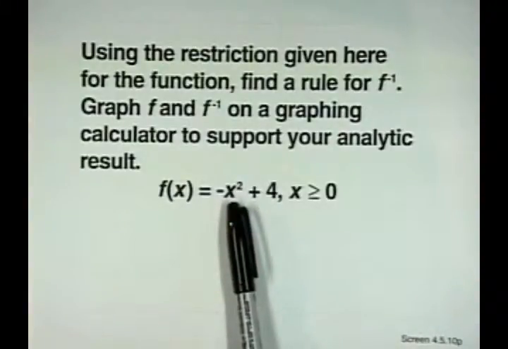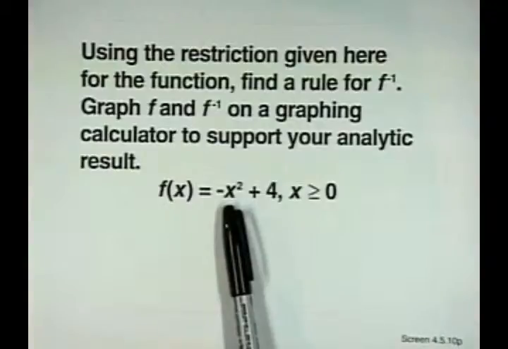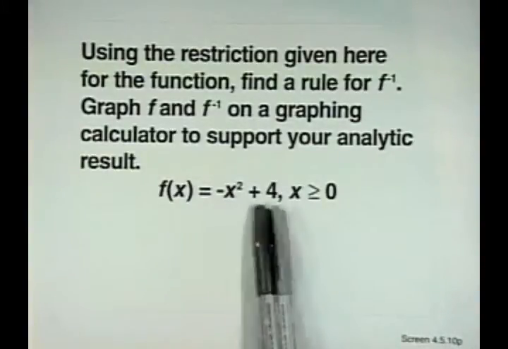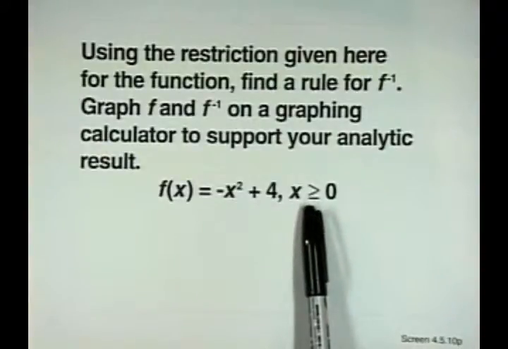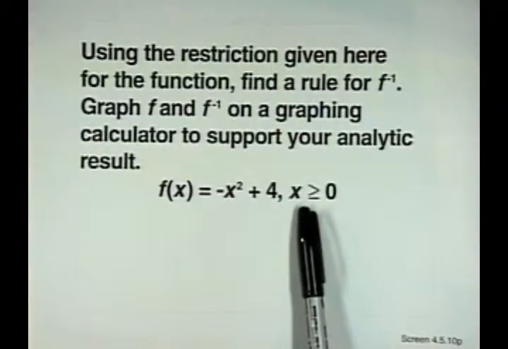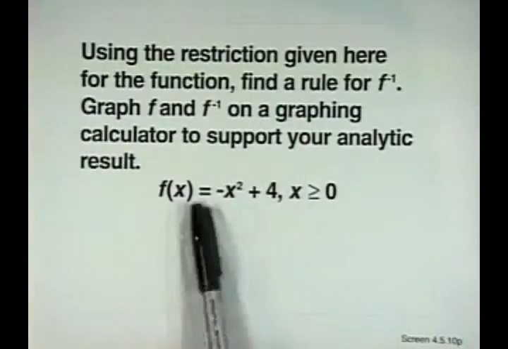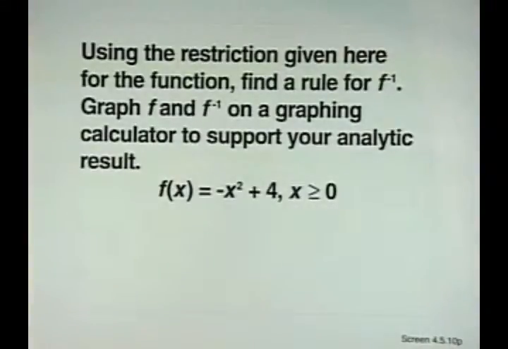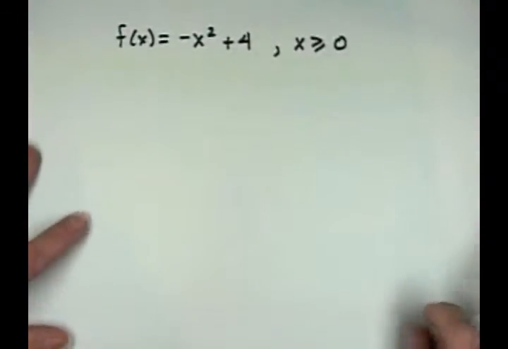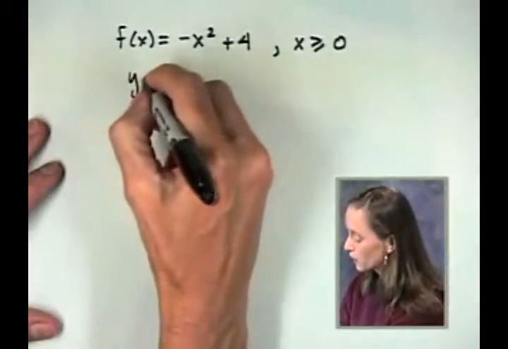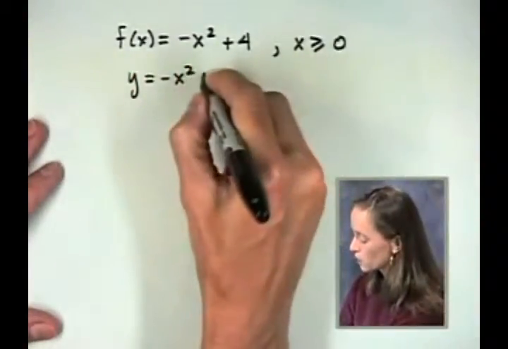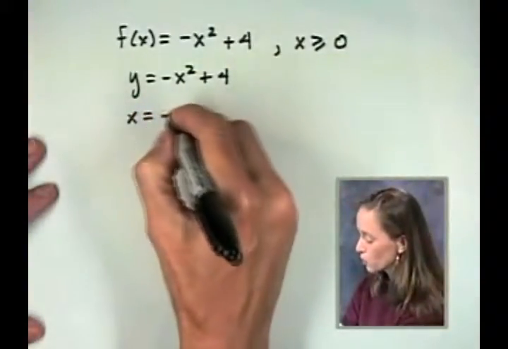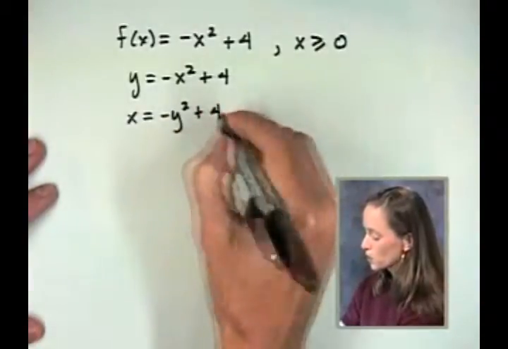Recall that x squared has as a graph a parabola. A parabola would not pass the horizontal line test. But this is not an entire parabola. The restriction keeps only the part of the parabola that's greater than or equal to 0. So I do have a 1-to-1 function because of the restriction, and now I'm going to find a rule for the inverse. As we did in the previous case, I'll begin by putting in a y to get -x squared plus 4 equals y, and I'm going to switch every single ordered pair by switching x and y.